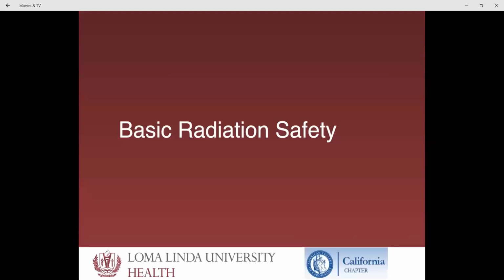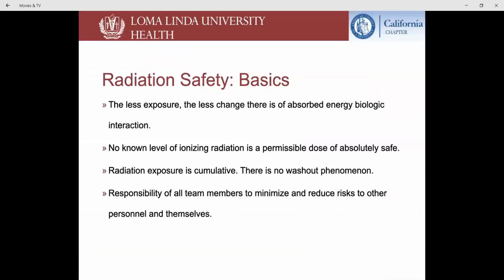We'll briefly cover some basic radiation safety because that's important anytime you step into a cath lab procedure. In general, there are a couple overarching principles for radiation safety. The less the exposure, the less chance there is of absorbed energy biological interaction. So no known level of ionizing radiation is a permissible dose of absolute safety.